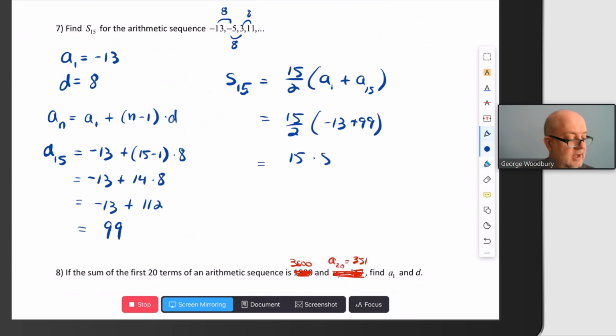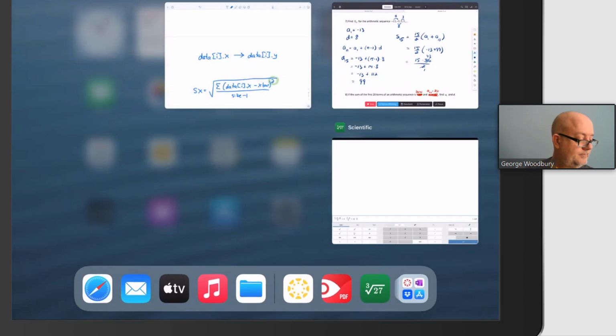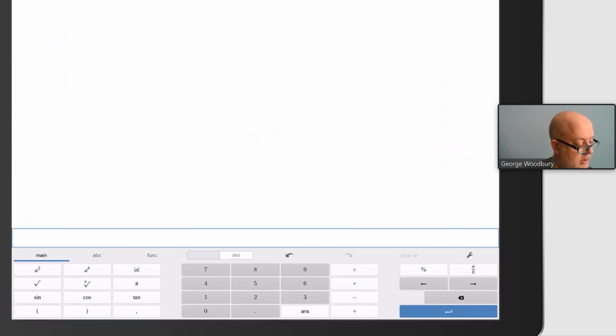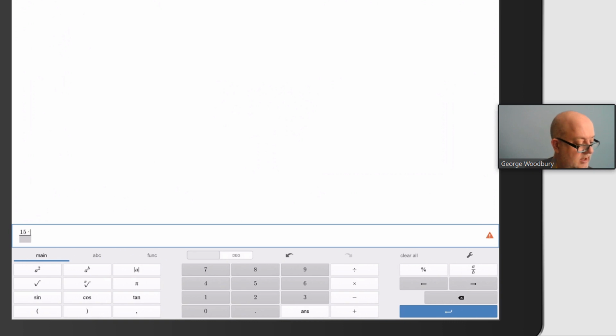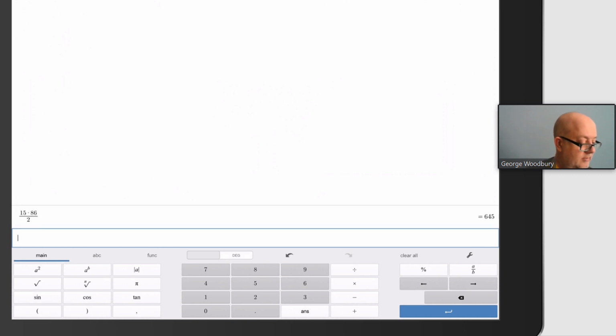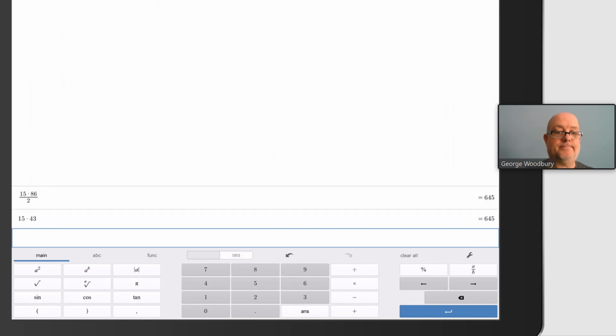That becomes 15 times 86 over 2, which we can reduce, but my 15 times 43, I'm not that good at that. So I'm going to show you 15 times 86 divided by 2, and then we'll take a look at 15 times 43. Fraction 15 times 86 over 2, that's 645. We could also have done 15 times 43, also 645.